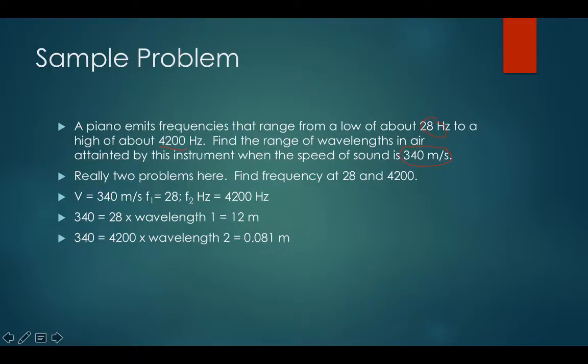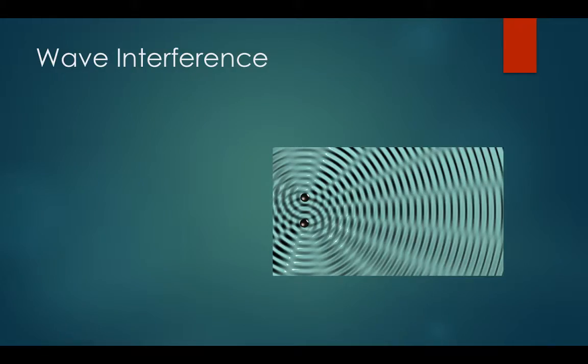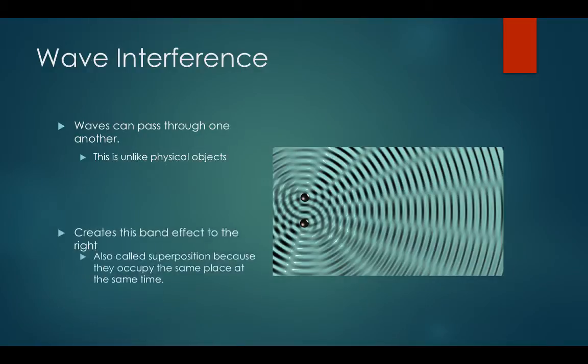Now, this next idea we talk about is something called wave interference. Wave interference is the idea that waves can pass through one another, unlike a physical object. So, let's say that Mr. Russell is running down the hallway at full speed and I run into Prince. Now, if I run into Prince, we're going to hit each other. And I can't pass through him. I'm going to bounce off of him, and both of us are going to be hurt. Waves don't do that. Waves are able to pass through each other, unlike physical objects.